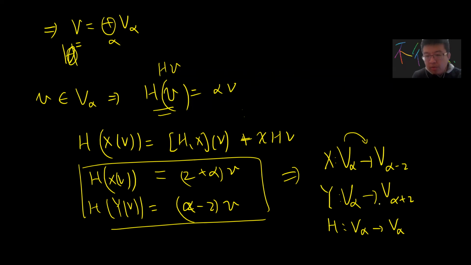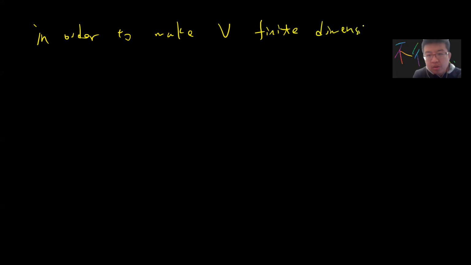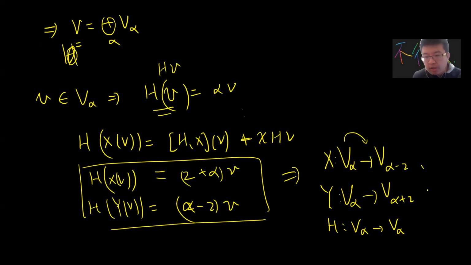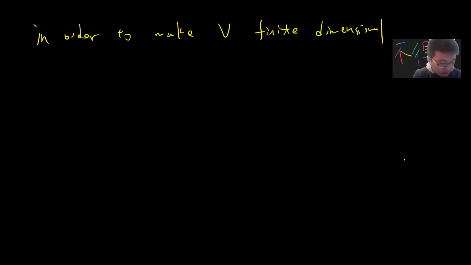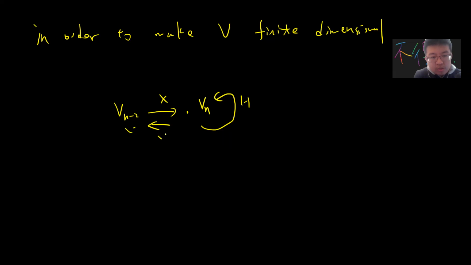Oh, sorry. So in order to, as I said, right, in order to make V finite dimensional, the constraint is that the difference must differ by 2k, right? So basically, the picture must look like this: suppose you have Vn, right? Then your H will fix Vn, and when you act with X, then it becomes Vn plus 2. When you act with Y, then this is your X, this is your Y.